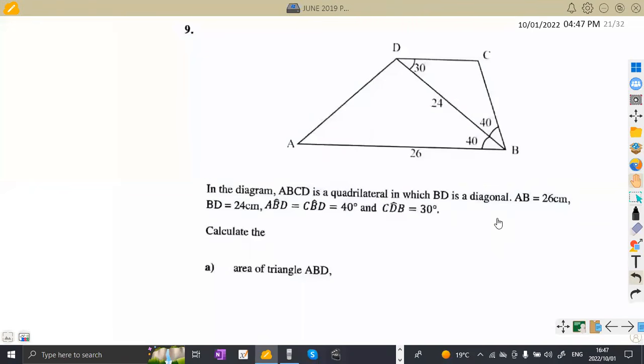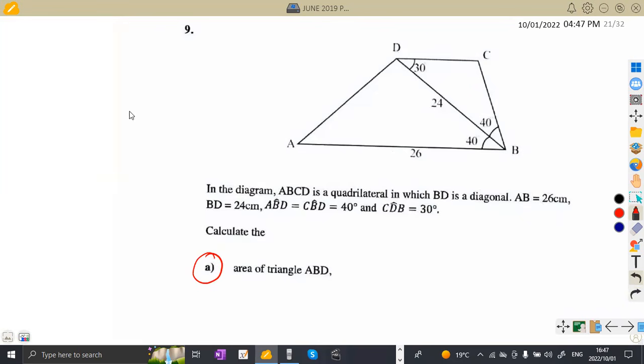Anyways, number 9. Now, in the diagram, we're given a quadrilateral. So in this quadrilateral, take note, guys, we are just given a triangle, another triangle, with the sizes and this and that. The first question is: calculate the area of triangle ABD. So this is ABD, this triangle.